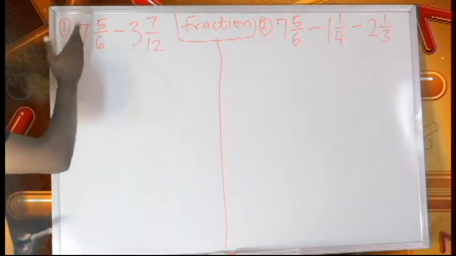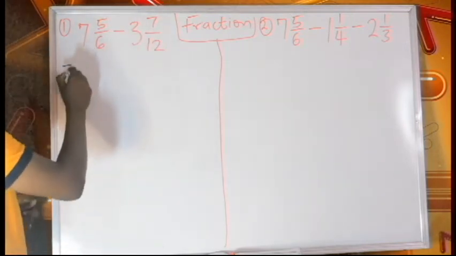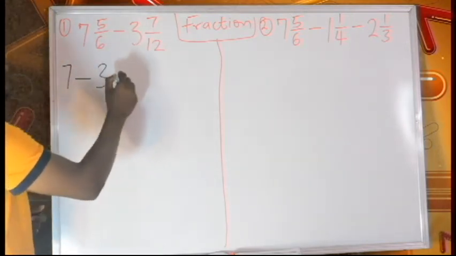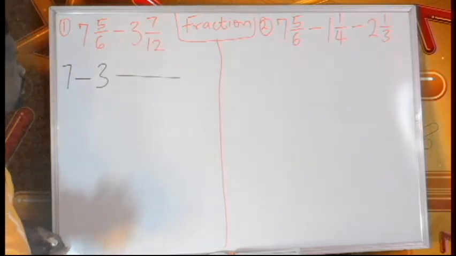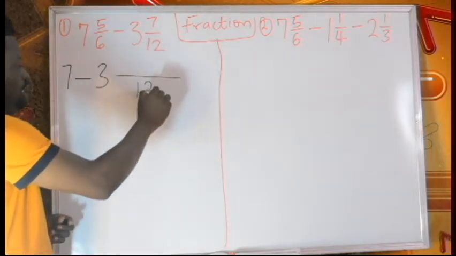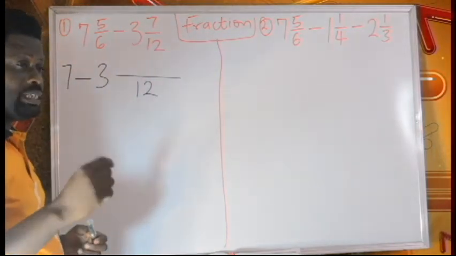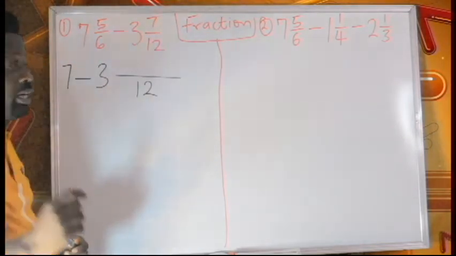You have to focus firstly on the whole numbers, 7 minus 3. So you have your 7 minus 3. Then you find the LCM of the denominators. The LCM of 6 and 12 is 12. In our previous class, we treated how to look for the LCM, so we won't do it here because of time.